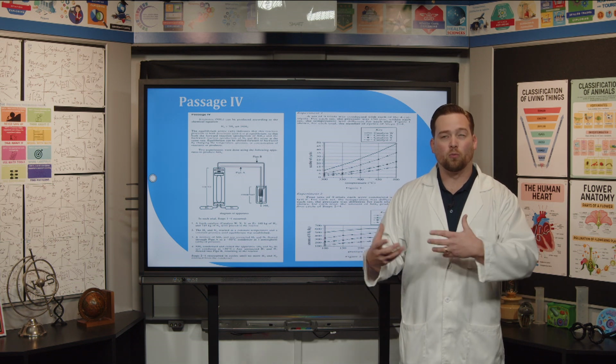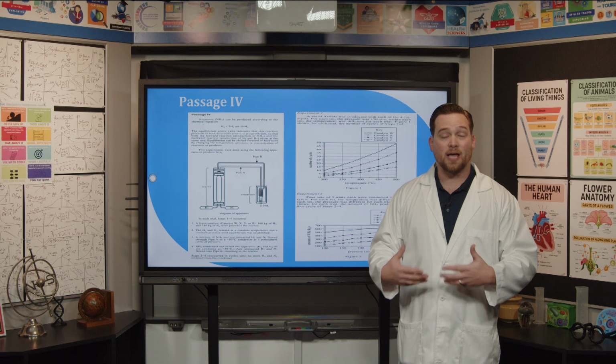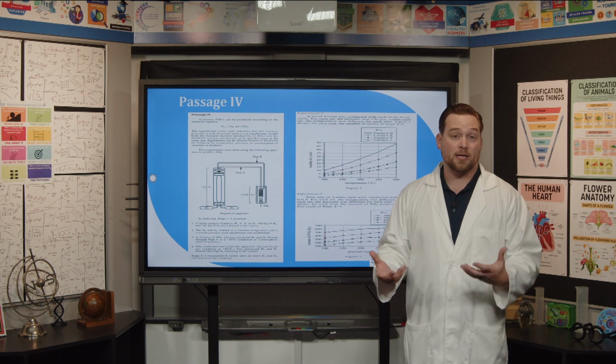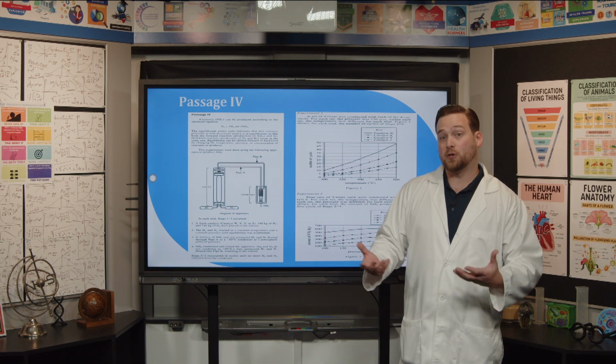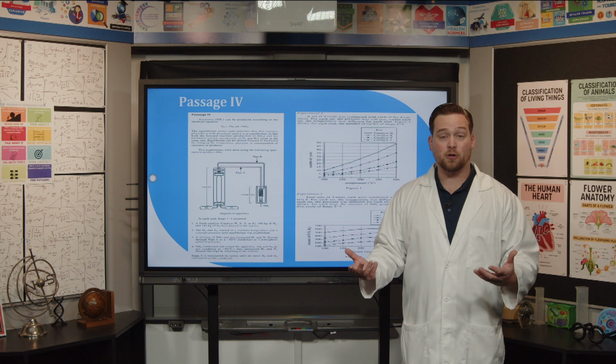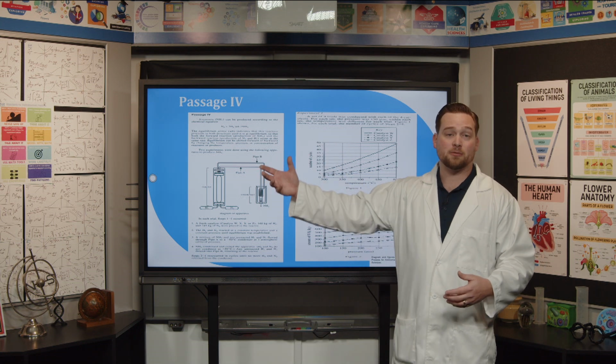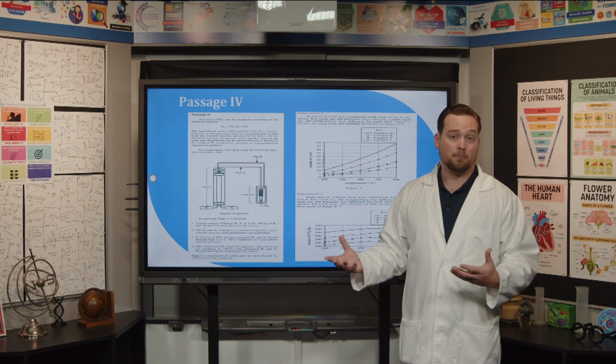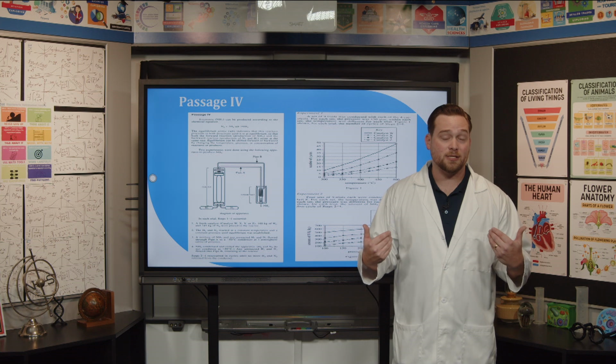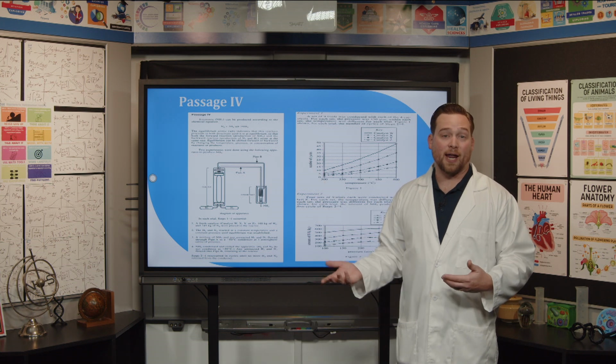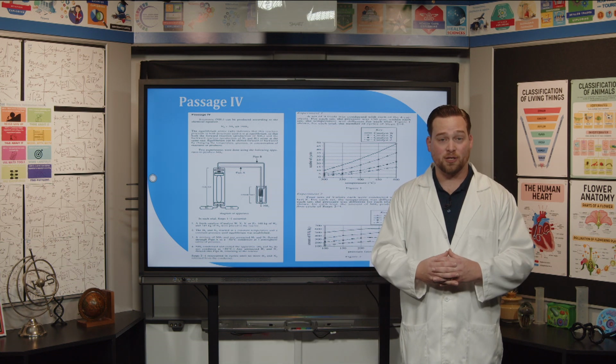And again, one of the reasons we're doing this is that it's important to be able to identify a passage because you often want to skip the conflicting viewpoints. So if I saw this as my first passage on the science portion of the ACT I was about to take, I'd go ahead and try to answer these questions because it's not a conflicting viewpoints passage.